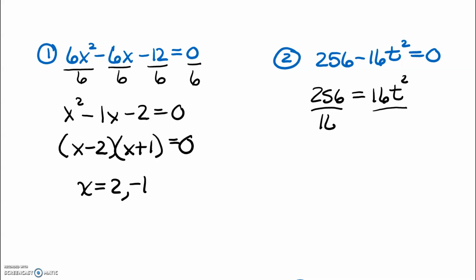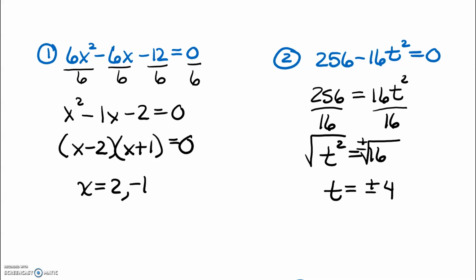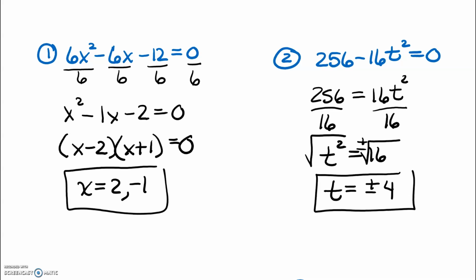So I am going to divide both sides by 16 because it makes it a little bit easier, and I'm going to put my perfect square on the left-hand side. So now when I use the square root property, I can't forget my plus or minus, so I end up with t equals plus or minus 4, final answer. So again, I chose the square root property because I have a perfect square that equals a number.